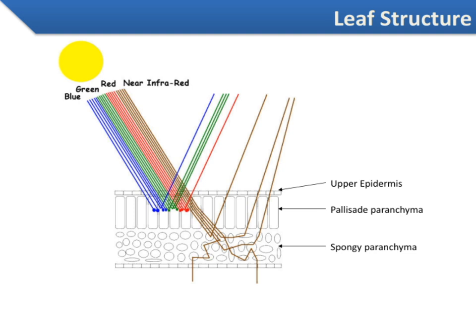Next, we come to the spongy parenchyma, which is made up of more loosely arranged cells with air spaces between them. This arrangement facilitates gas exchange, allowing carbon dioxide to reach the chloroplasts and oxygen to exit.